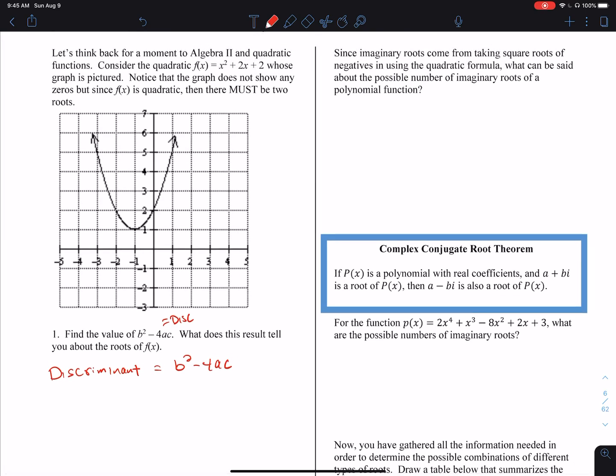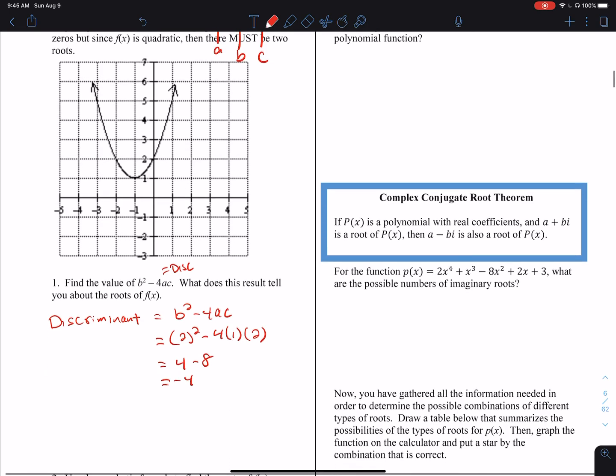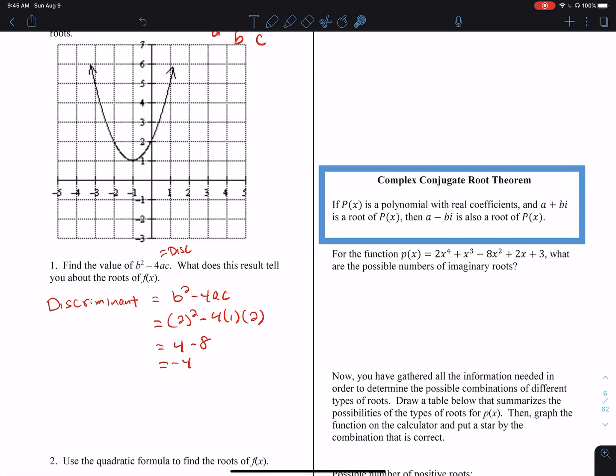A is the leading coefficient. So in this function f, this is a, b is the coefficient of x, and c is the constant. So we have 2 squared minus 4 times 1 times 2. This is going to be 4 minus 8, which is negative 4. What does this tell you about the roots of f of x?